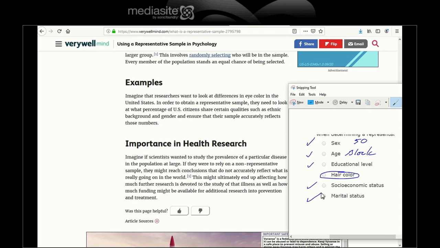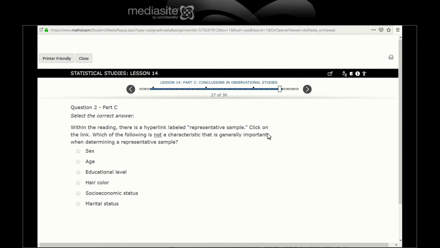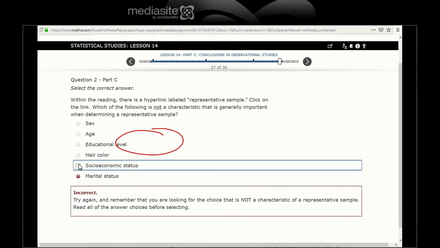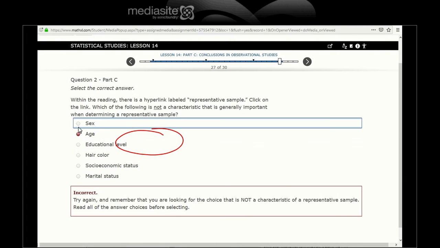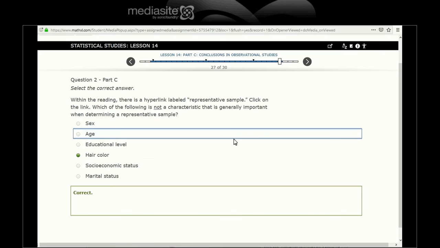Marital status? Is there a difference between the IQs of married people and single people or divorced people? Maybe. So in this question, which is not a characteristic that's generally important when determining a representative sample? Holy mackerel, a representative sample. Hair color. And if all else has failed, find out. But we're able to successfully argue hair color based on what just makes sense in terms of a representative sample.